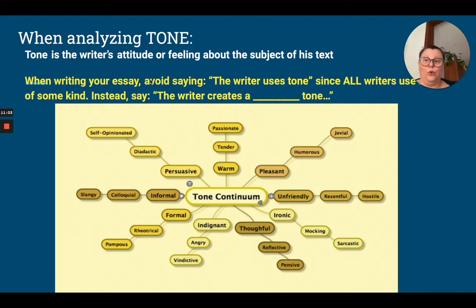Here's some tone. When writing your essay, avoid saying the writer uses tone. Again, all phrases, everything spoken, written, anything, all has a tone. Okay, so you want to be more specific than that. You want to say the writer creates a blank tone, so a humorous tone, a pleasant tone, a warm, tender, a rhetorical, a formal, indignant, thoughtful, all of those sorts of things. Okay.